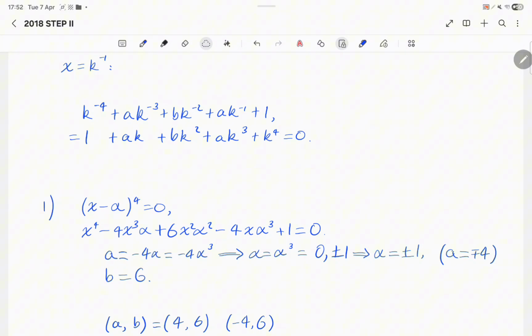This is because if we had 0 being a root, we would need to have the reciprocal of 0 being a root, but that does not exist. Therefore, we have that alpha is equal to plus or minus 1, a is equal to minus or plus 4, and b is equal to 6 in both cases. Therefore, the pair (a, b) can be equal to (4, 6) or (-4, 6).